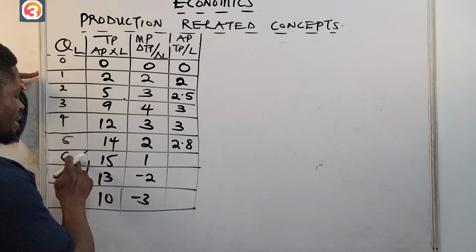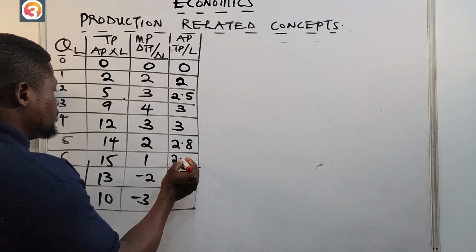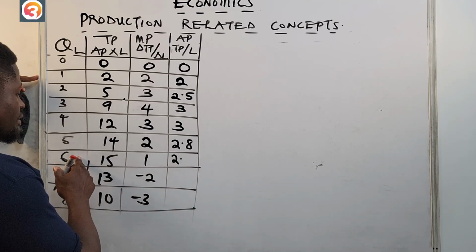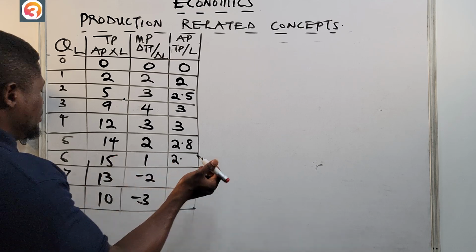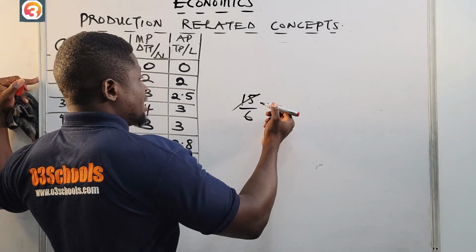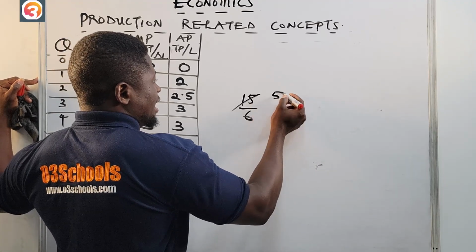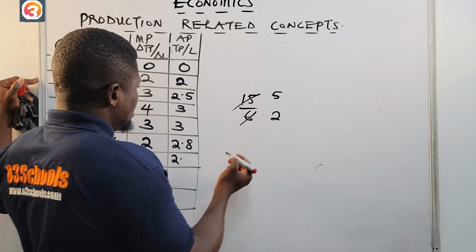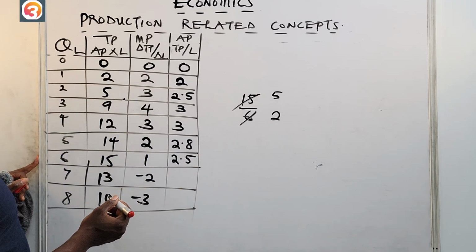Then 15 divided by 6 is what? Let's make this easier. I don't have a calculator here. 3 divided by 15 is 5. 3 divided by 6 is 2. Okay. That will give us 2.5. Are we together? All right.